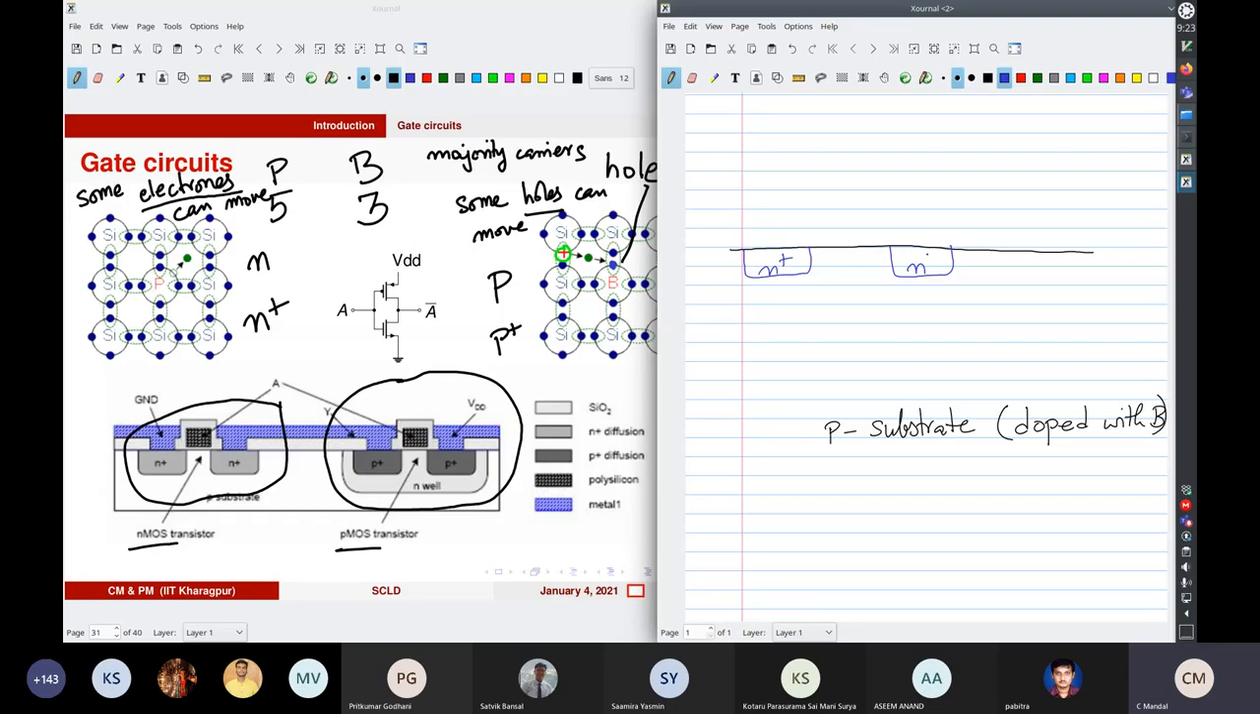So you might have read of methods like ion implantation and all that. So you are just pushing in some phosphorus atoms here. Rather, you are pushing in a good number of phosphorus atoms here. That's why you're indicating it as N plus.